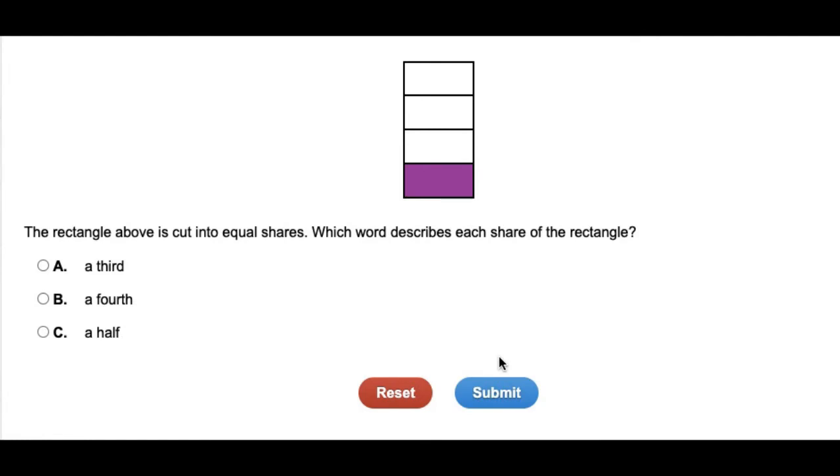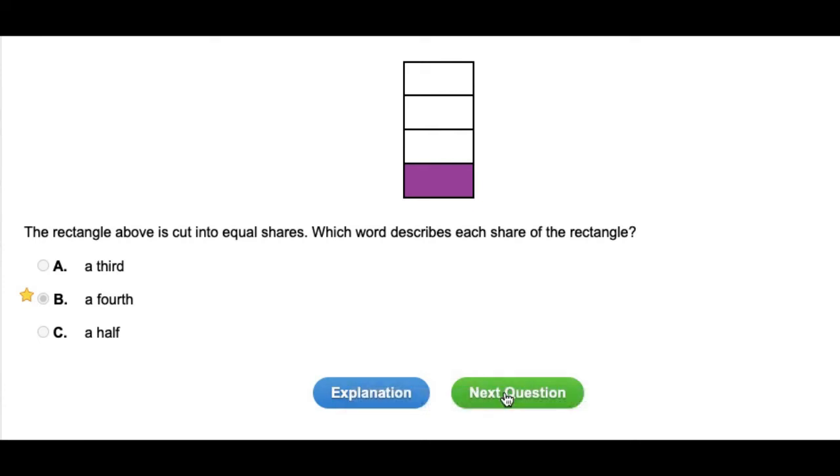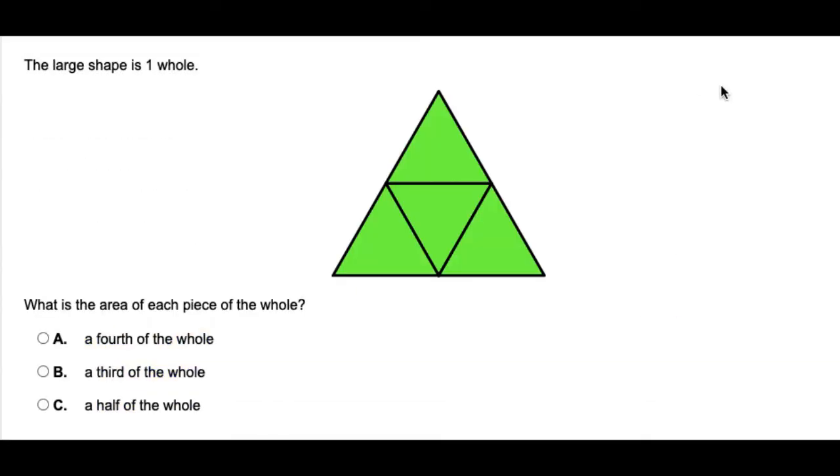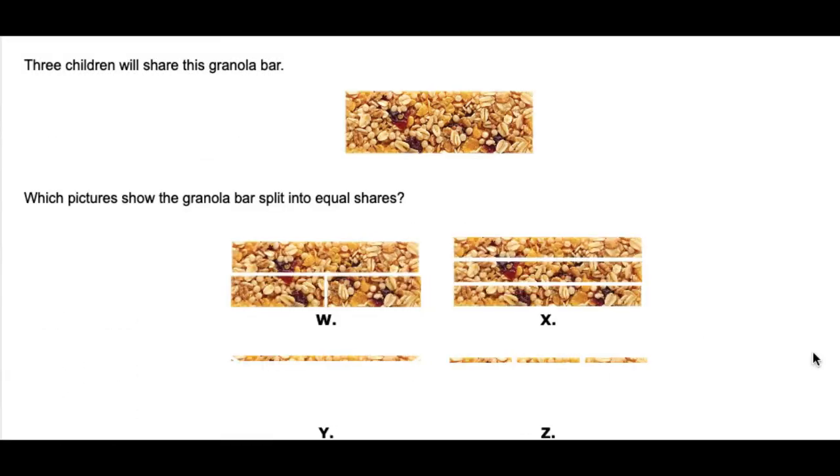The rectangle above is cut into equal shares. Which word describes each share of the rectangle? So there is 4, right? 1/4 is taken. The large shape is one whole. What is the area of each piece in the whole? So this should be a quarter. 1/4 of a whole should be the answer.